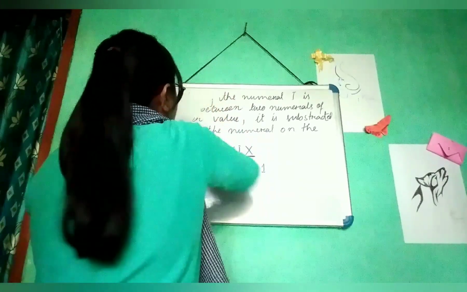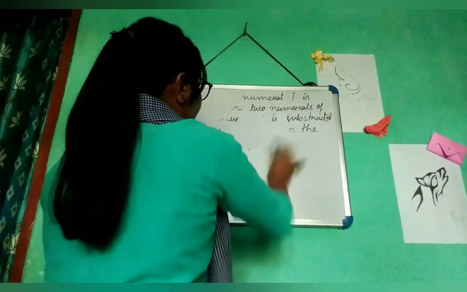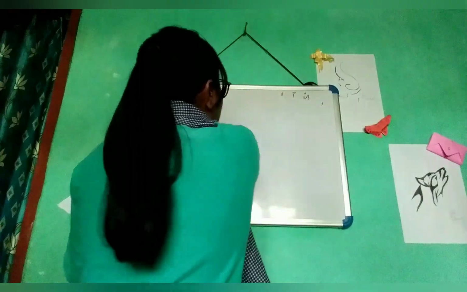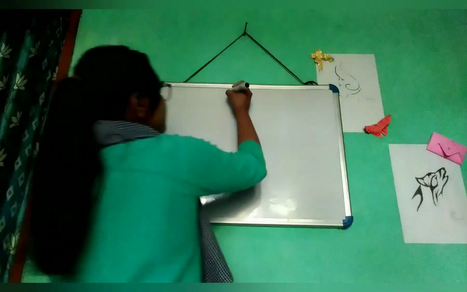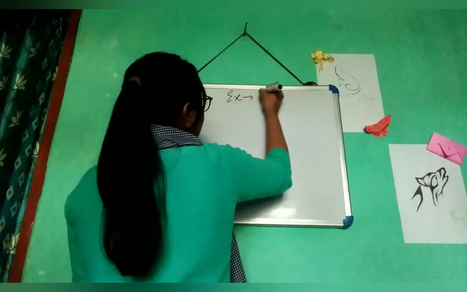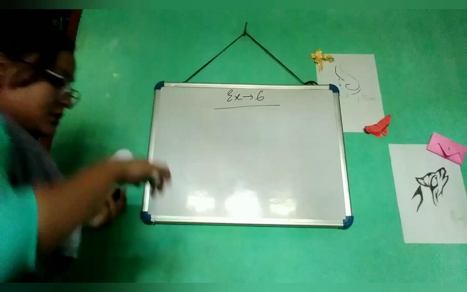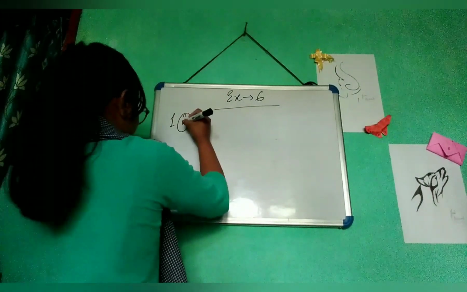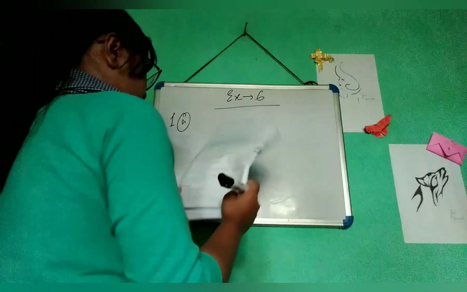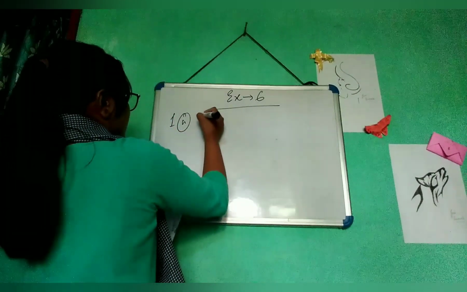So the first question they are giving is that you need to write in Roman numbers. So this is Exercise 6, the last exercise of the chapter Large Numbers. So let's start with Exercise 1A. They are asking to write the Roman numeral for 19.